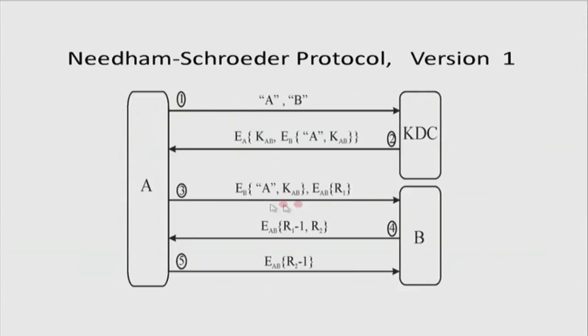So he decrypts this, he gets the session key, he decrypts this thing with the session key that he's just retrieved, and from that he retrieves this R1 challenge. He takes R1, decrements it by 1, and then adds his own challenge to A, which is R2, and says, now I challenge you. If you are the right person, you should also be able to use the same session key that was given to both of us. Use that session key, decrypt this, and obtain these two things.